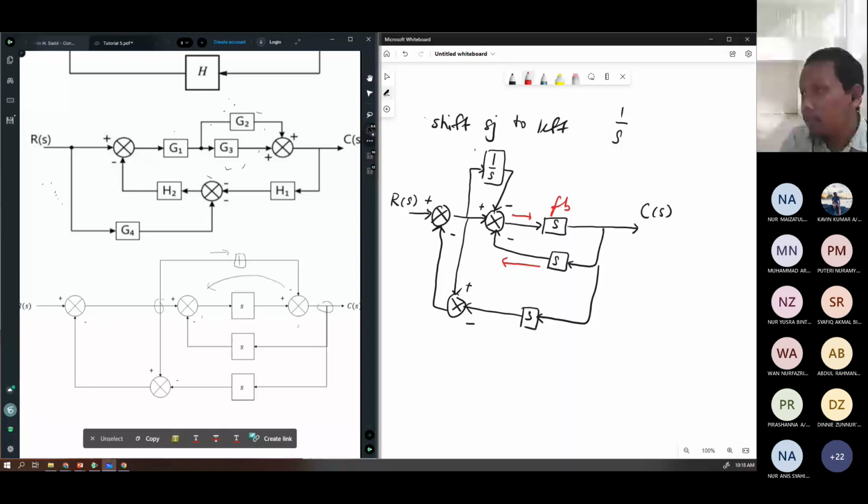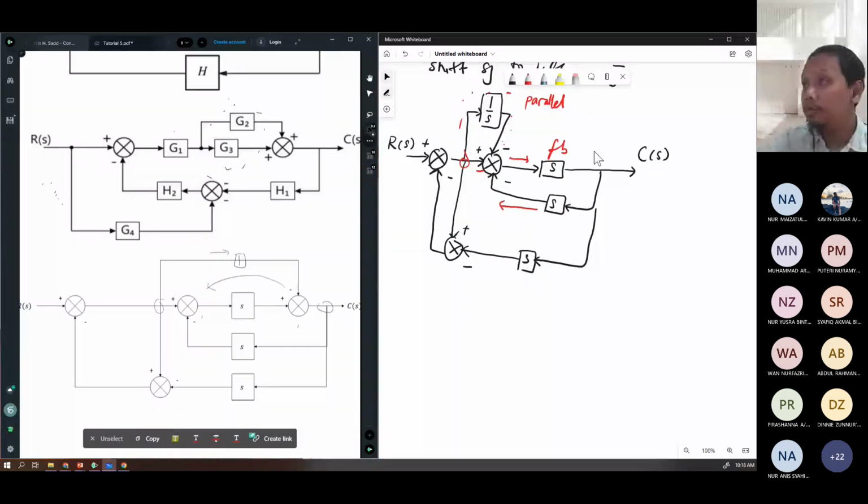Then this arrangement here, 1 over s, and the line, if you see clearly, splits from this point and meets again at the same summing junction. So this 1 over s and the line here are in parallel. So let's simplify these two first. So we get parallel.